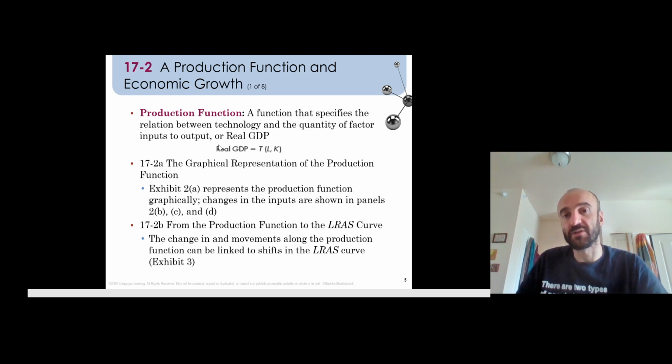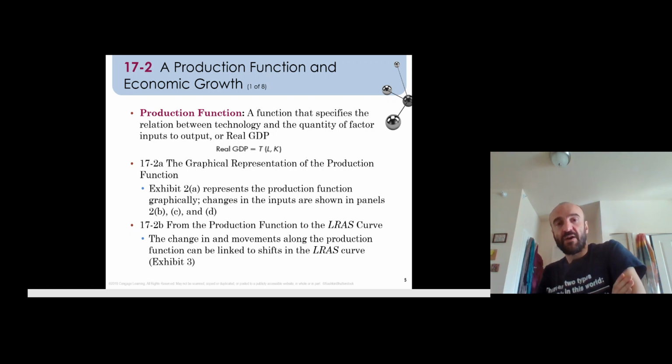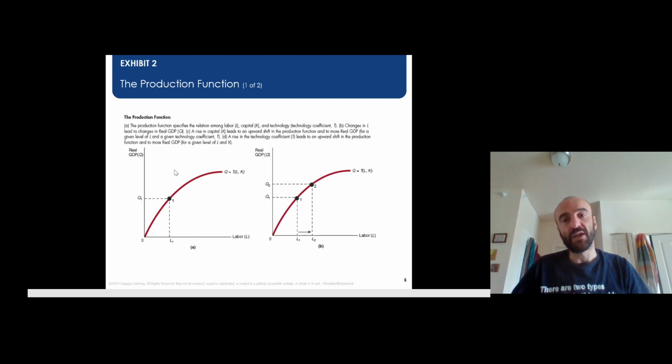So that's the functional analysis. A production function is a relationship or a function that specifies how technology, labor, and capital influence production or real GDP. These are the figures of the production function. This is what the production function looks like.